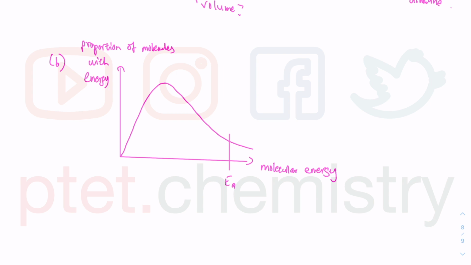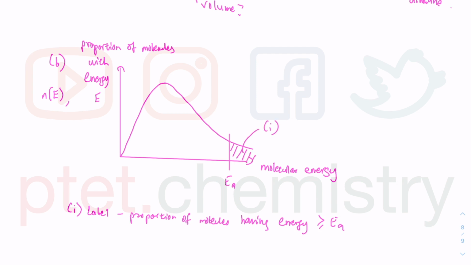Sometimes we just write it as N(E). It means the proportion of molecules or the number of molecules with energy E. This is at a particular temperature, that is 25 degrees Celsius. So this is the energy distribution of the molecules of 2-bromo-2-methylpropane. So label the graph to show the proportion. Part 1 is to label the proportion of molecules that will react. It's the proportion of molecules having energy greater than or equal to EA. So I will just shade this area, and then I will label this as part 1.